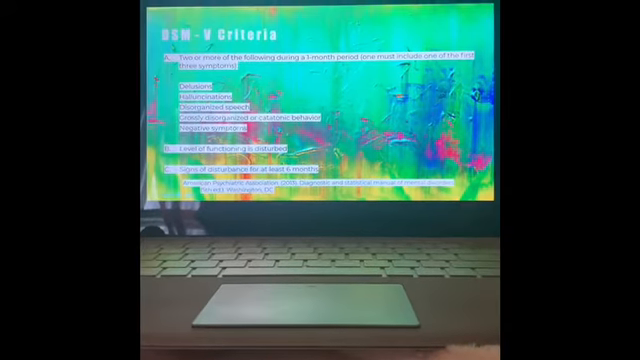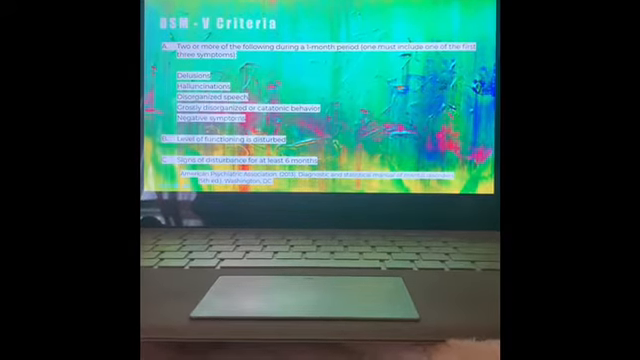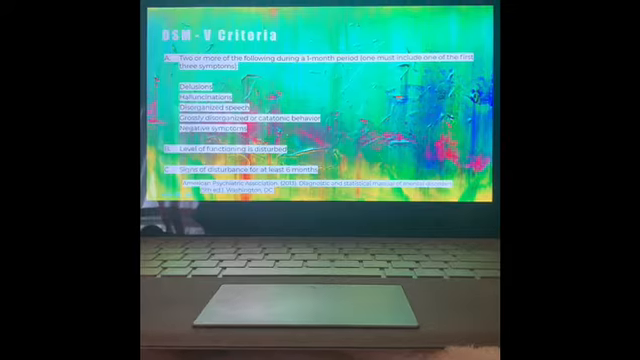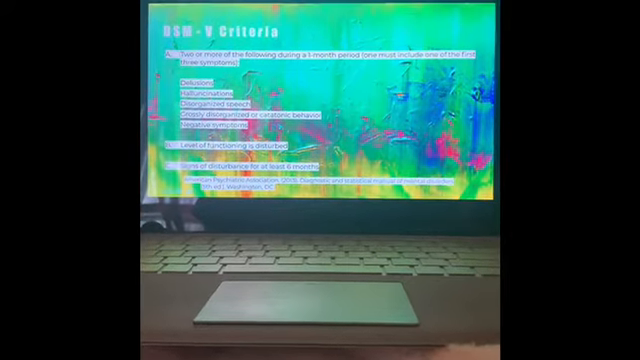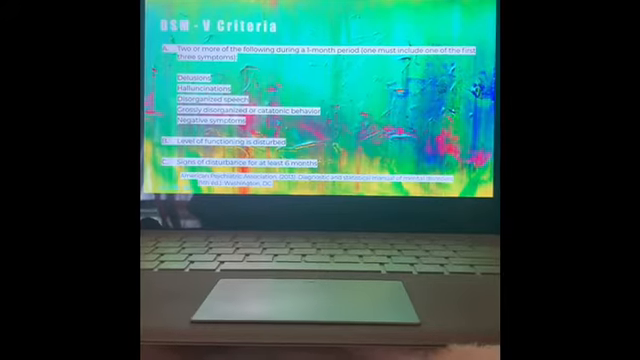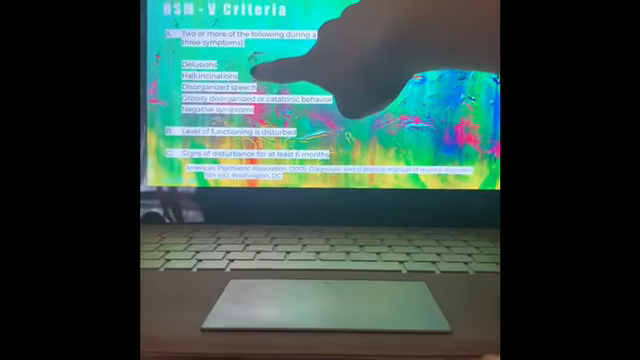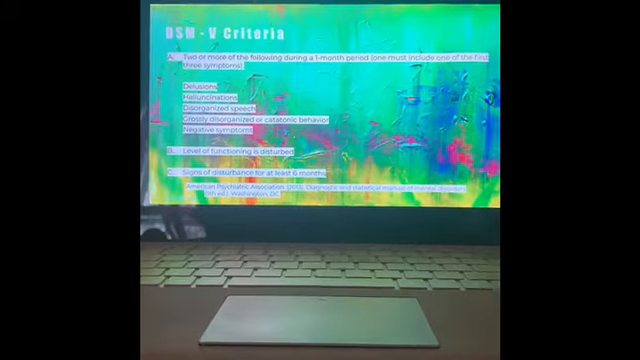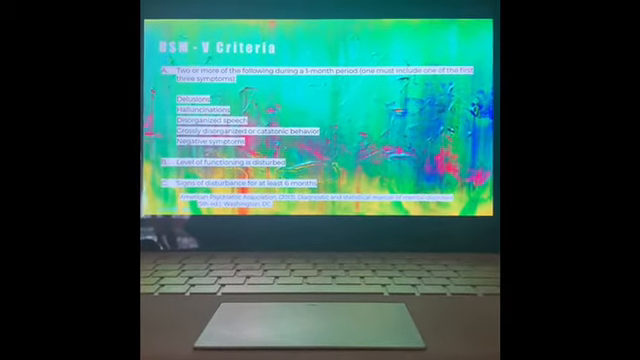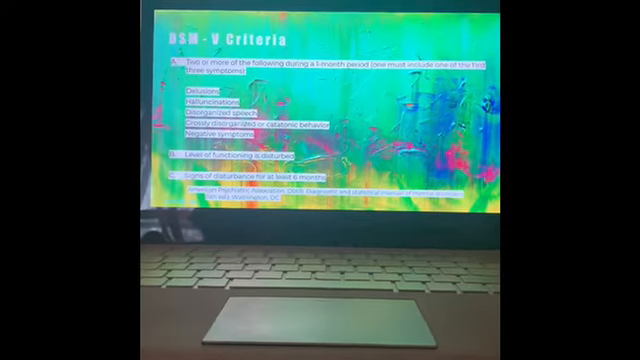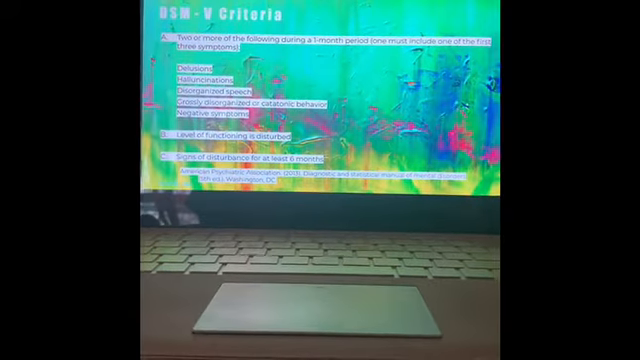Some of the DSM-5 criteria include two or more of the following symptoms during a 1-month period, and one of these symptoms must include one of the first three. That's delusions, hallucinations, or disorganized speech. Disorganized speech just means incoherent, like a word salad or word jumble.